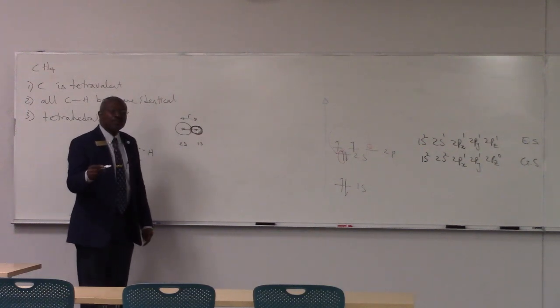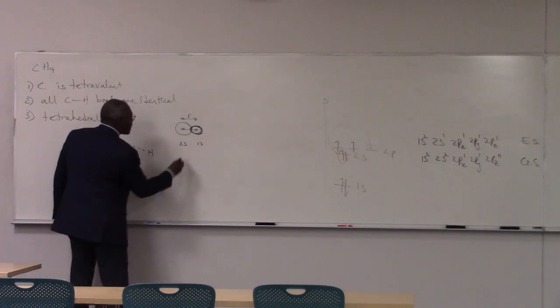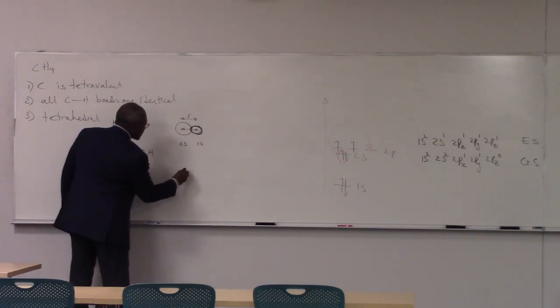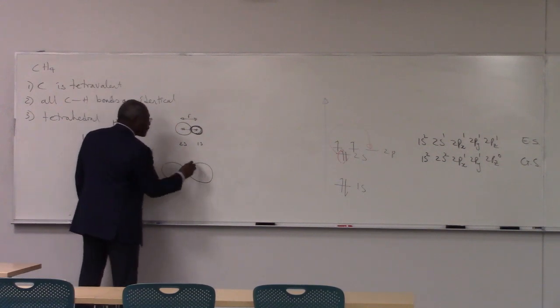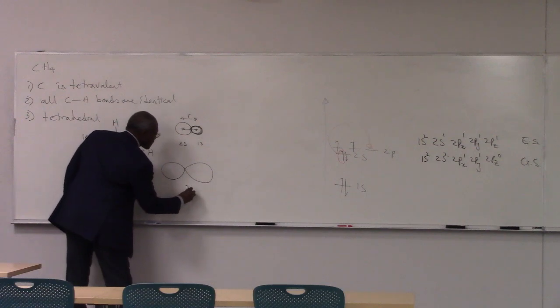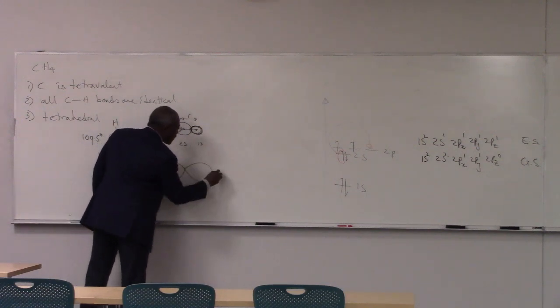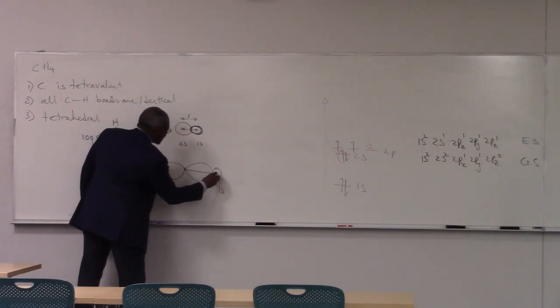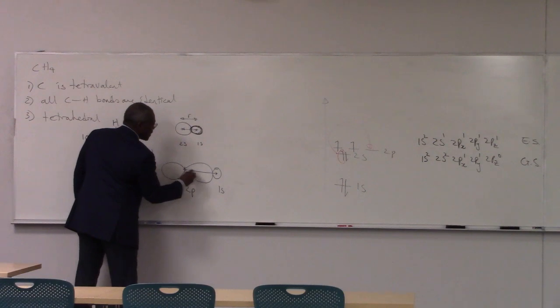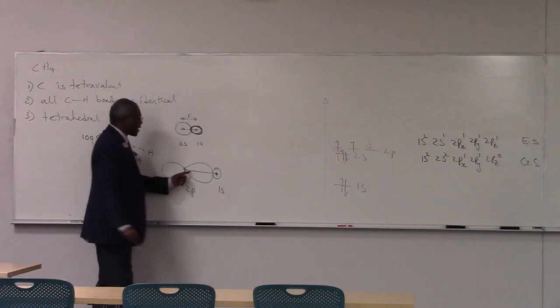What does a 2p orbital look like? Well, the 2p orbital looks like this. So if the 2p orbital of the carbon bonds with the 1s of a hydrogen, what I would get is a bond that is significantly longer. So here's my nucleus, that's my bond length.